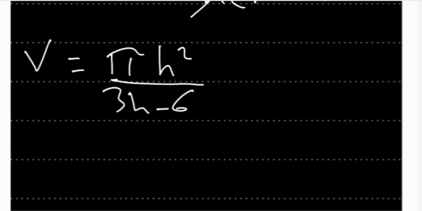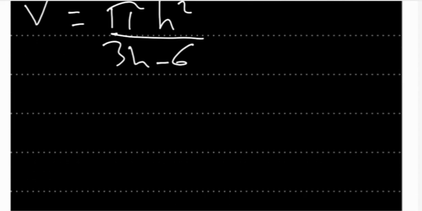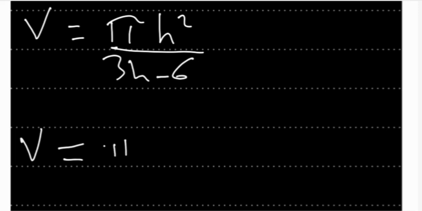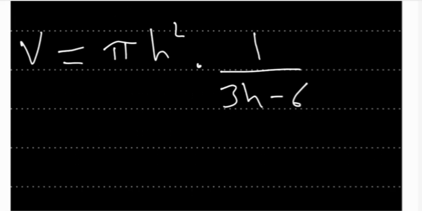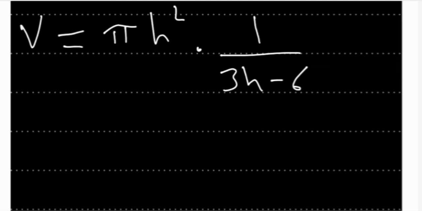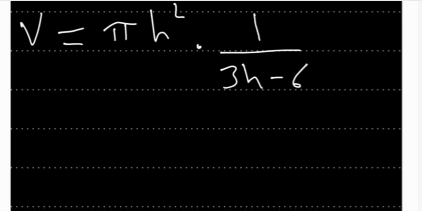Now, just so that it's ready for me to derive, V is equal to pi h squared multiplied by 1 divided by 3h minus 6. If you remember, there is a formula for the derivative of a quotient when we have things dividing. But if you don't remember it and you remember the derivative of a product, there is no problem.